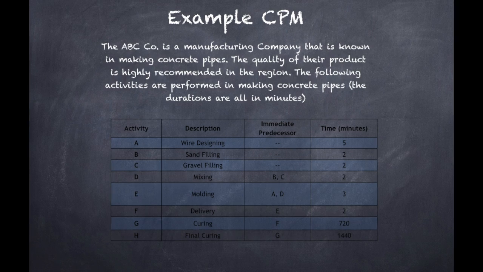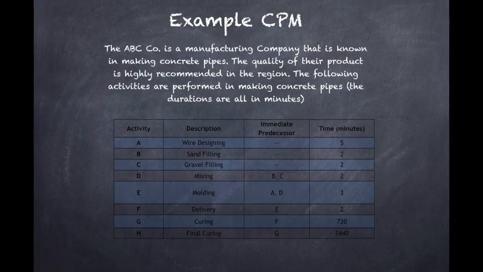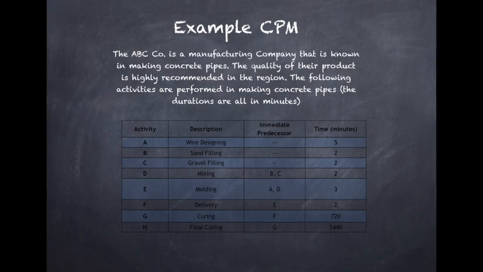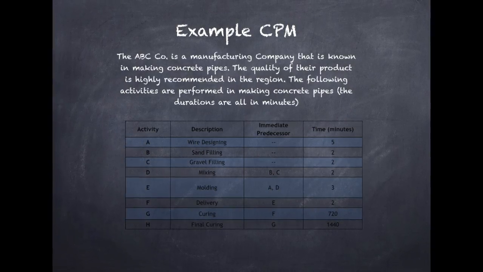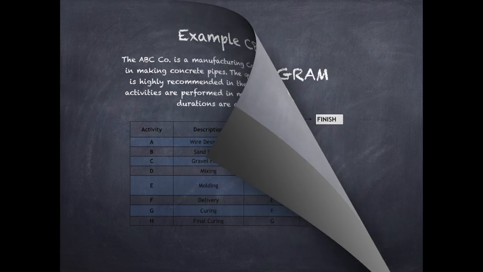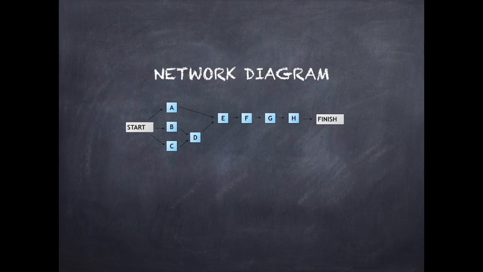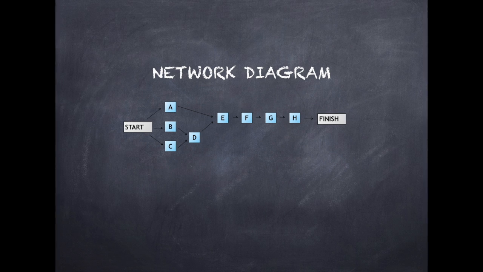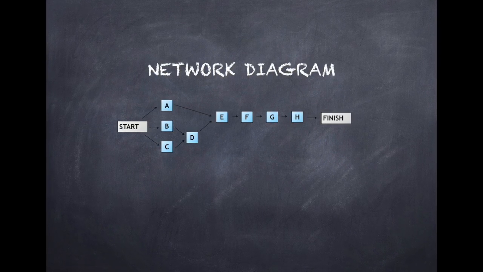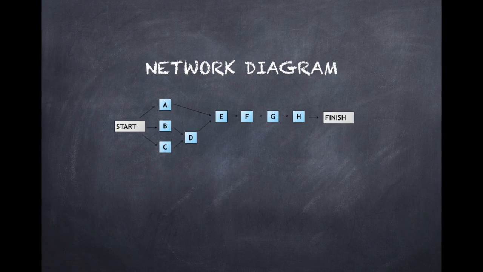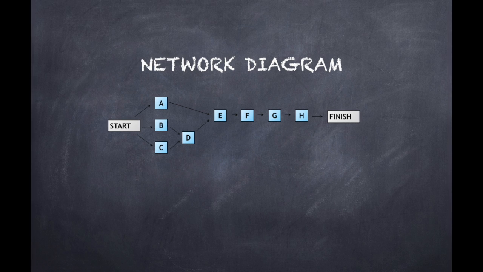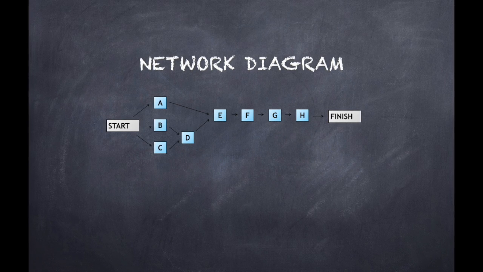This is an actual work breakdown structure of ABC company in making concrete pipes. As you can see, activities A, B, and C have no immediate predecessor. It means that in making concrete pipes, you need to start with activities A, B, and C. For a better understanding of our work breakdown structure, we must make a network diagram. So we can see in this network diagram that activities B and C must both be completed before activity D can start. Activities A and D must also both be completed before activity E can start.